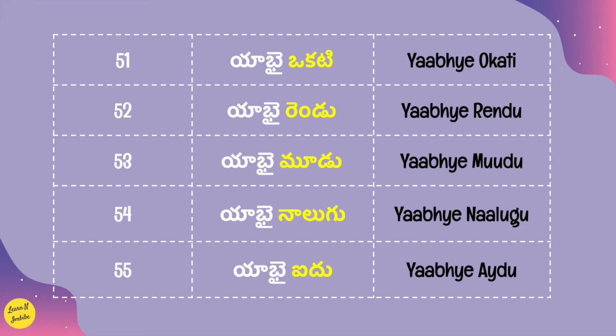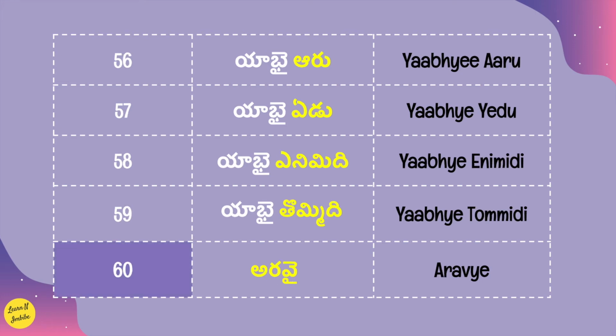50 plus 1, 51, యాభై plus ఒకటి, యాభై ఒకటి. 52, యాభై రెండు, 53, యాభై మూడు, 54, యాభై నాలుగు, 55, యాభై ఐదు, 56, యాభై ఆరు, 57, యాభై ఏడు, 58, యాభై ఎనిమిది, 59, యాభై తొమ్మిది, 60, అరవై. Now, the prefix 60 adds on to the numbers 61 to 69.